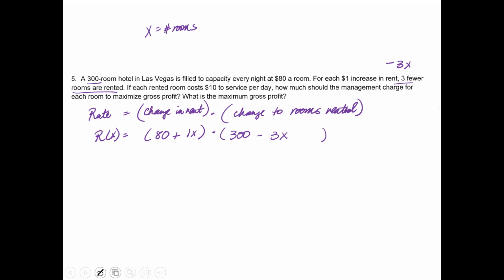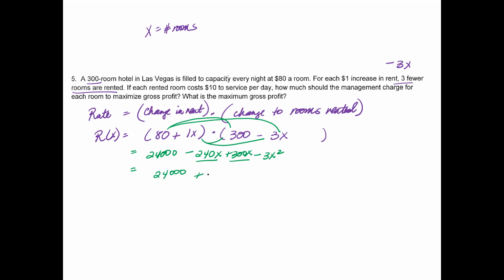So let's go ahead and FOIL this thing out first. FOIL: first, outer, inner, and last. Combine your like terms in the middle. You should get 24,000 plus 60x minus 3x squared.